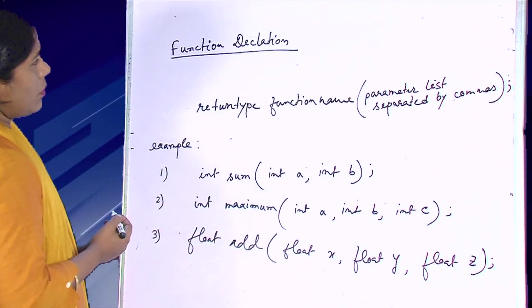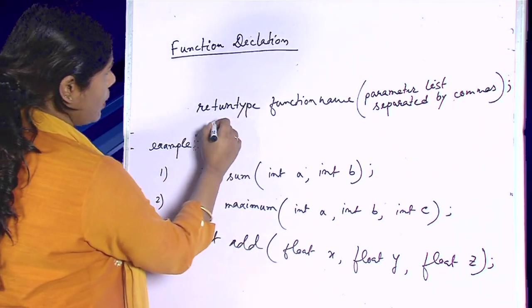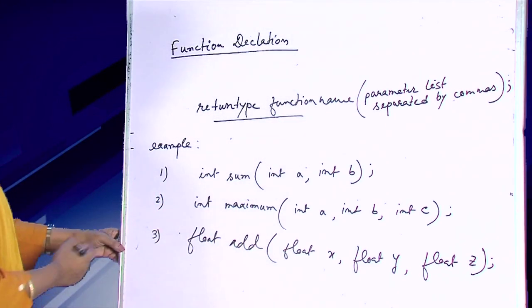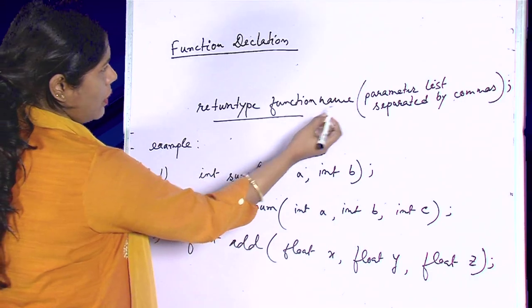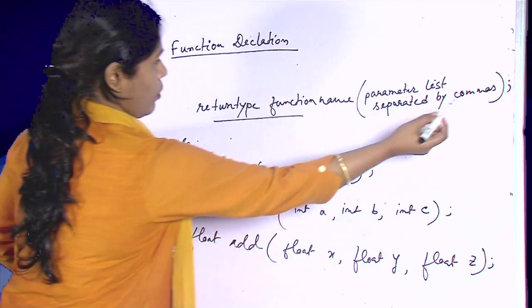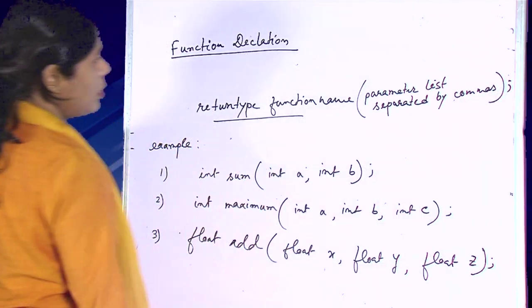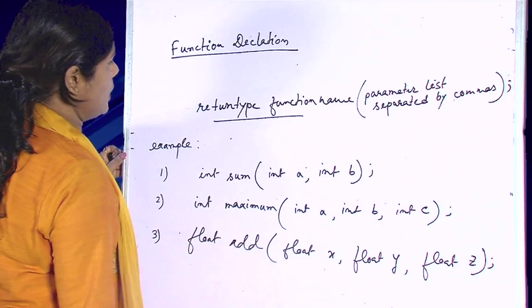Now let me discuss what is function declaration. This is the syntax of a function prototype and function declaration. Here I have written the return type first, then function name, then parameter list separated by commas, and after that I have used one semicolon. In a function declaration or function prototype, this semicolon is very necessary.